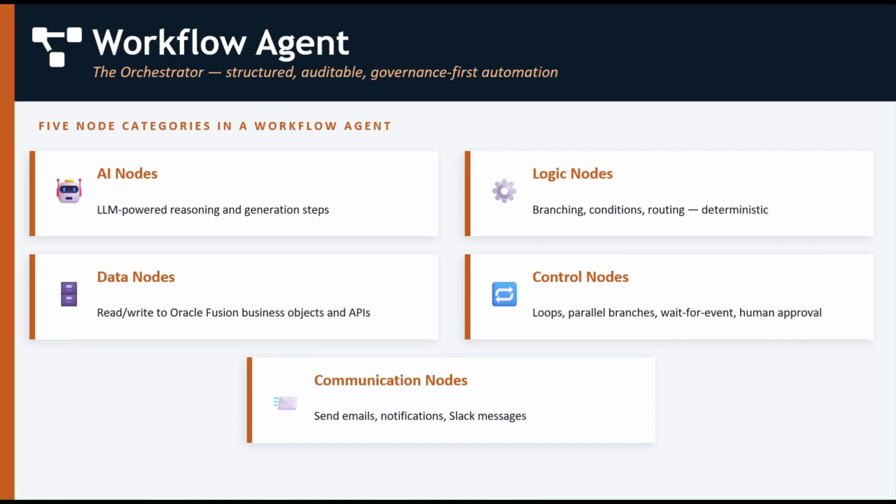Now moving on to the final agent type, that is the workflow agents, right? In AI Agent Studio, a workflow agent is a connected sequence of nodes, each one performing a defined function: AI nodes for reasoning, logic nodes for branching, data nodes for reading and writing to the Fusion business objects, control nodes for parallel tasks, steps, loops, human approval, and communication nodes for sending email notifications, right?